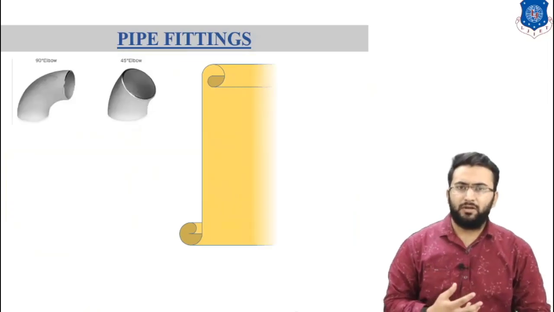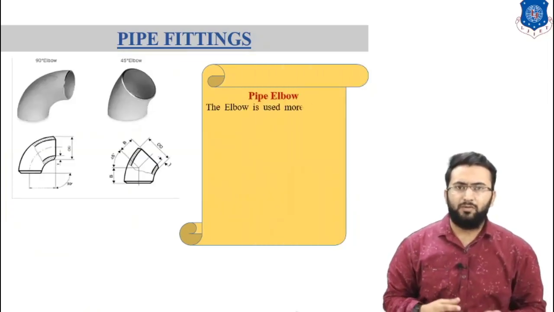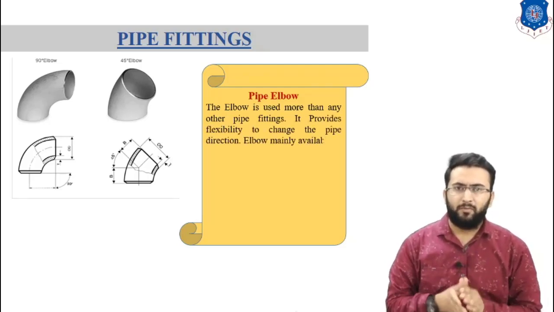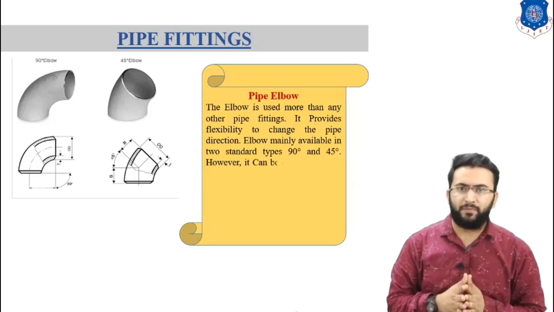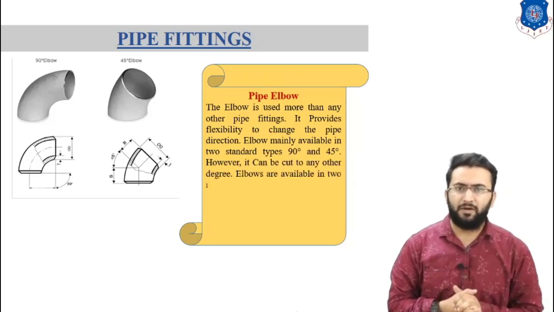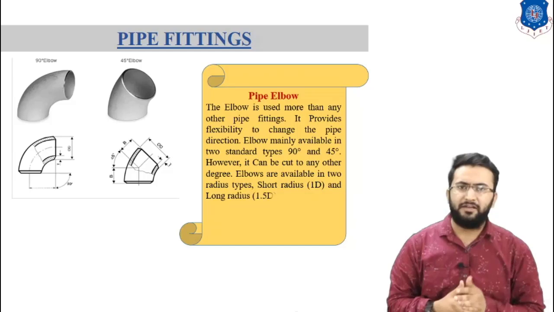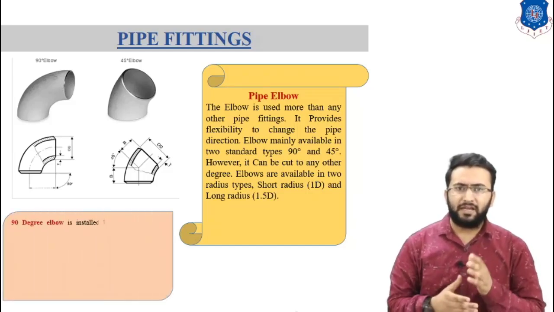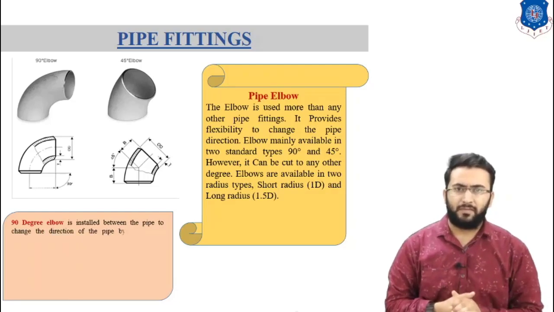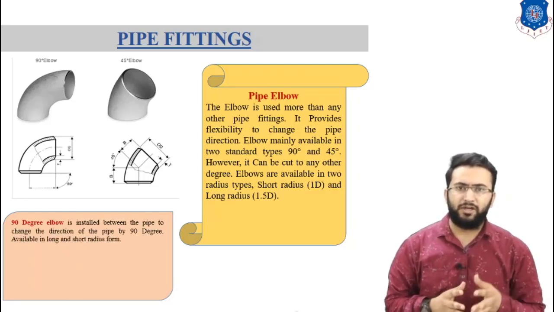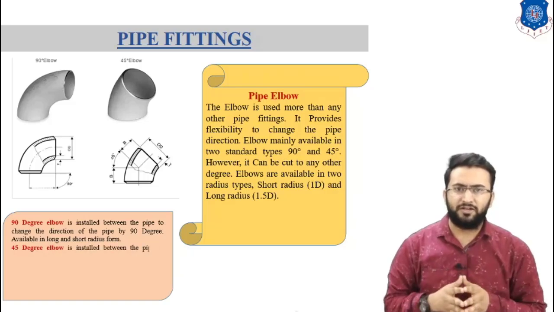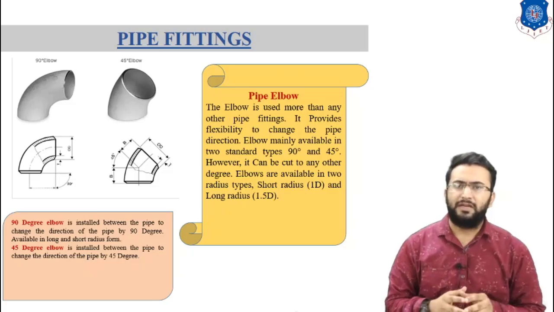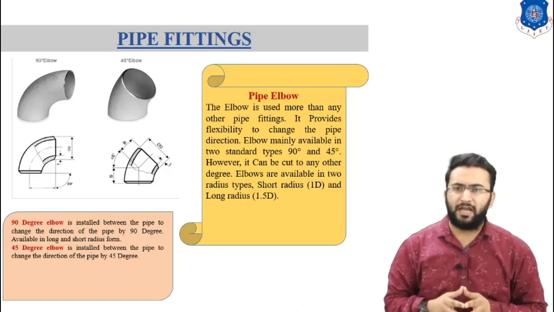So these all are various types of pipe fitting which are used in pipelines. So let's talk about the elbow. Piping elbow is used more than any other type of pipe fitting. It provides flexibility to change the pipe direction. Elbow is mainly available in two standard types, 90-degree elbow and 45-degree elbow. However, it can be cut to any other degree. Elbows are available in two radius types, such as short radius and long radius elbow. So let's first talk about 90-degree elbow and 45-degree elbow.